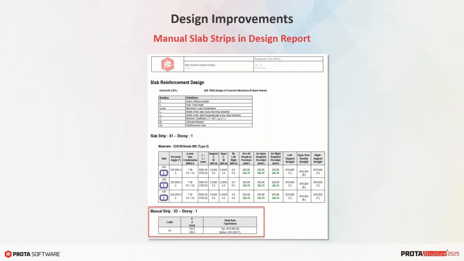Another small but effective addition is the manual slab strips in the design report. In addition to automatically designed slab rebars, we may need to manually put rebars in the slabs as necessary. That's a very usual requirement. Previously, in the previous versions, the manual strip rebars were not included in the design report. Now, with the new version, they are in the report for a more complete design submission.